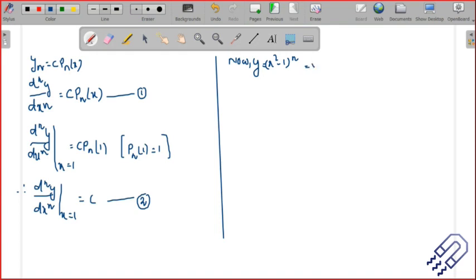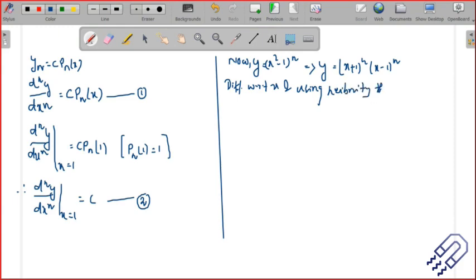This implies, obviously, that y can be written as (x + 1)^n and (x - 1)^n. I hope you understand this. I'm separating it out. I'm getting two functions now, and now I can use the Leibniz theorem. So maybe I can write this down, differentiating with respect to x and using the Leibniz theorem.